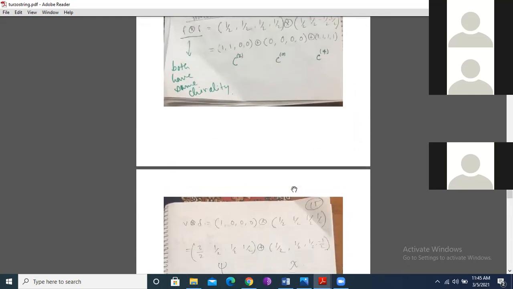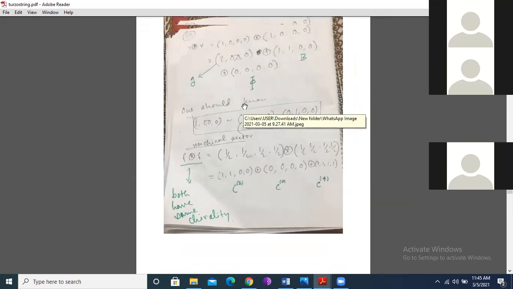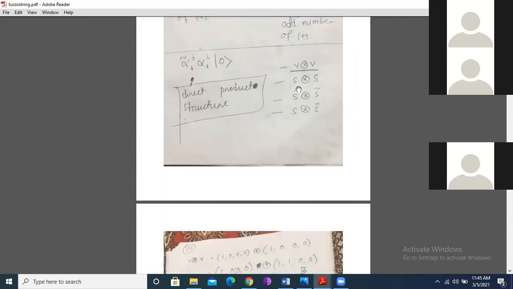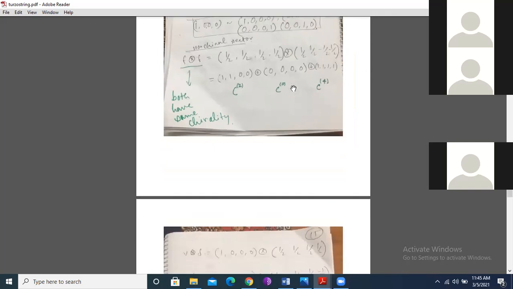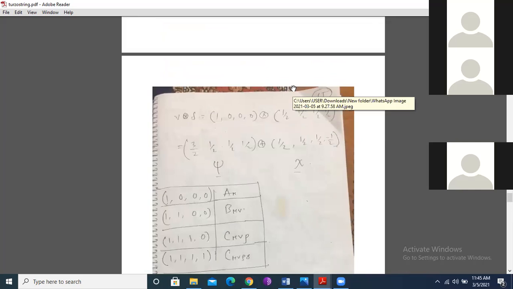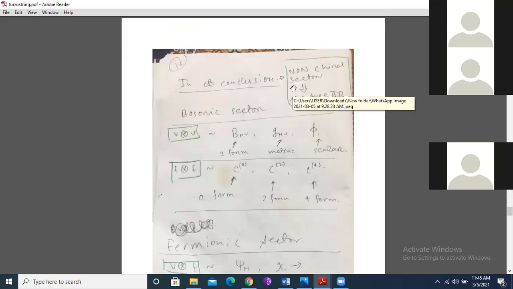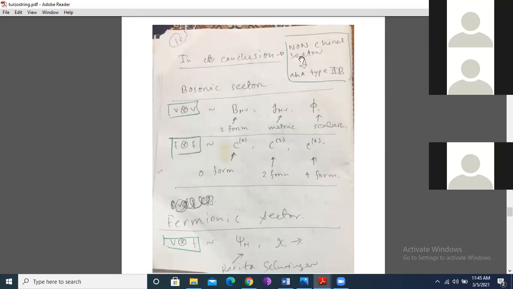That's all you will have from the non-chiral sector of your string theory, meaning you're taking both to be non-chiral. If you do that, that's what we will have in your string theory, and this string theory is called type 2B string theory. When you take fermionic generators to be non-chiral, the string theory you get is called type 2B string theory. So in conclusion, the non-chiral sector is called type 2B.